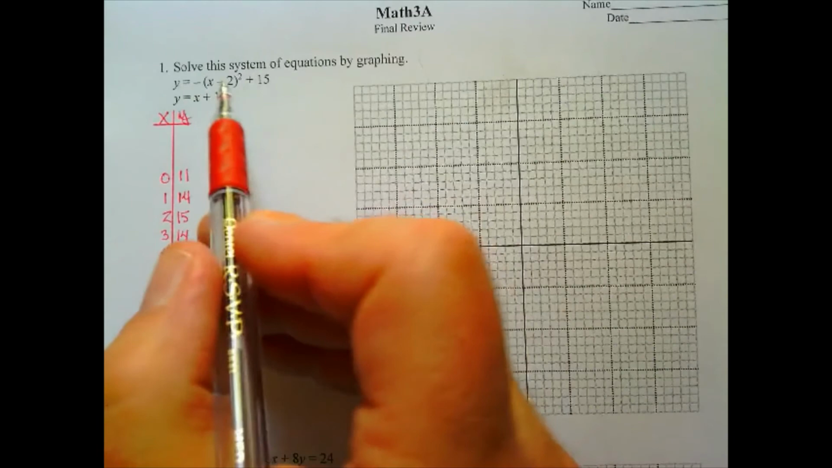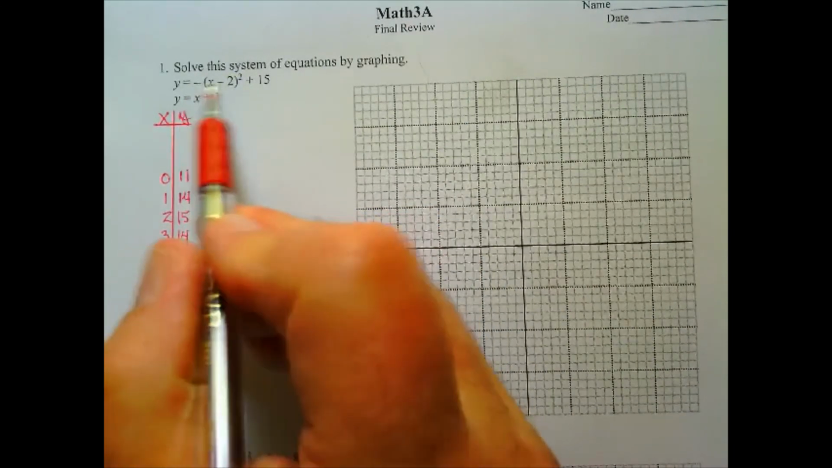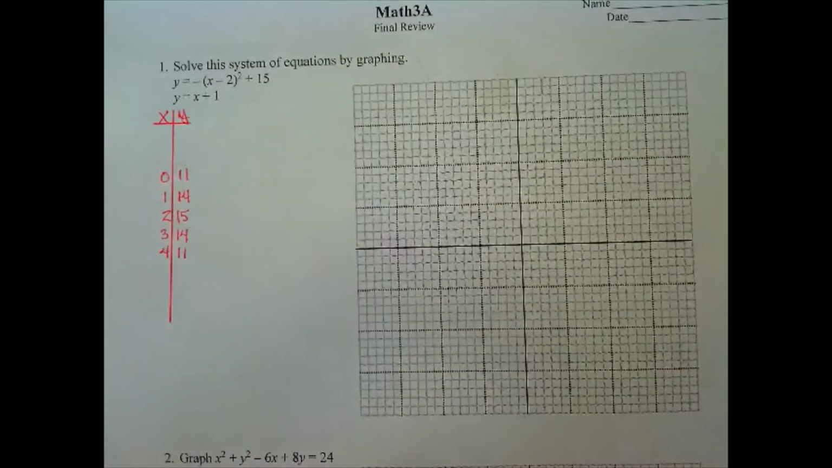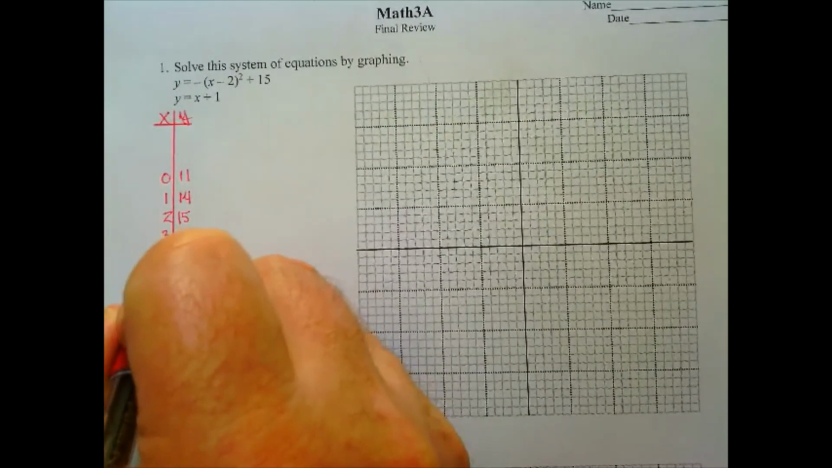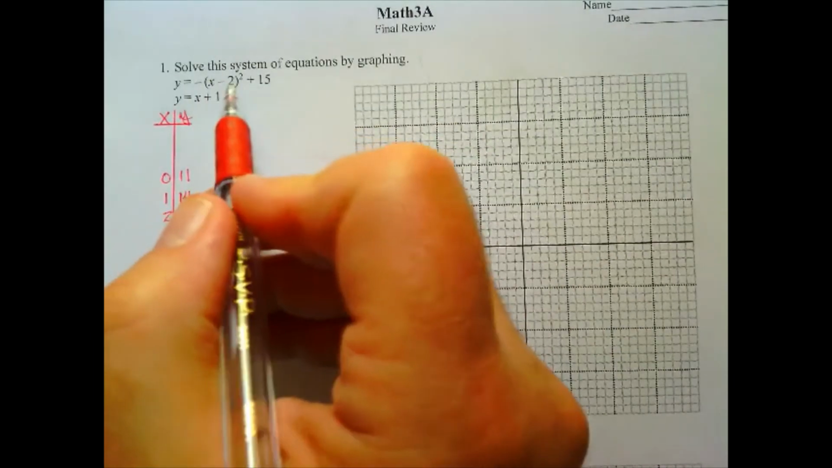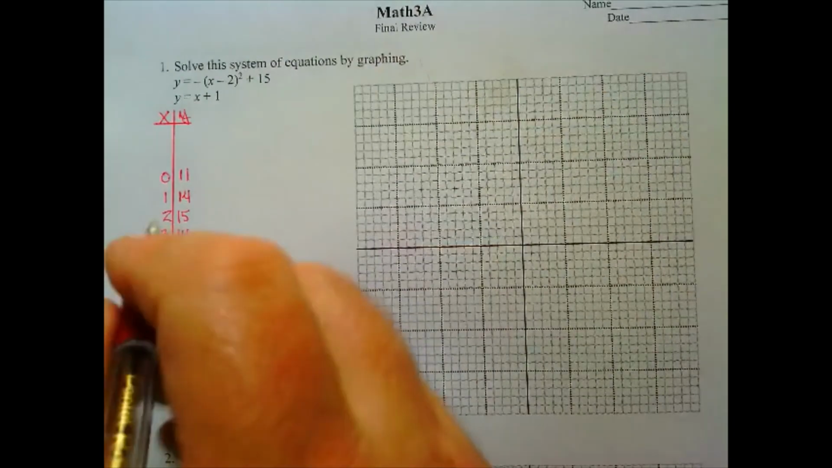And again, just to check, 0 minus 2, well, negative 2 squared is still 4. Negative 4 plus 15, it's back to our 11. Okay, now we have 5. 5 minus 2 is 3. 3 squared, 9. Minus 9 plus 15, that would be 6. Therefore, negative 1 is also 6.